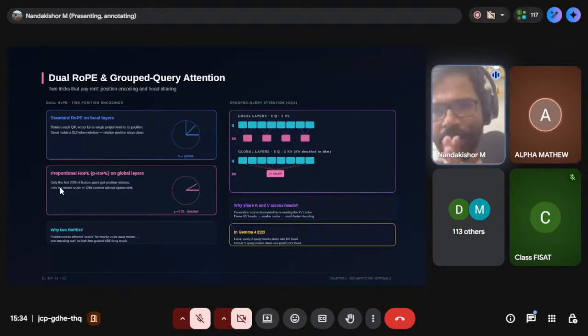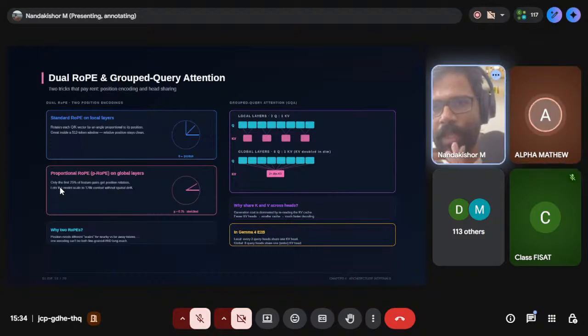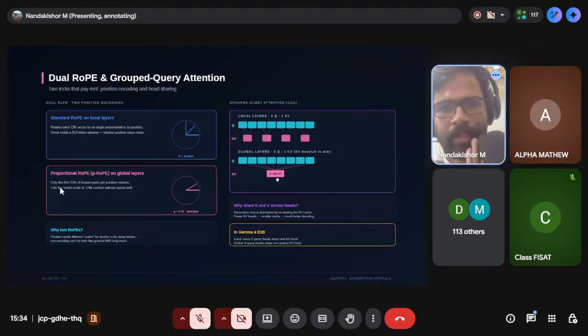So KV calculation is done using this logic: you take two queries, then you take one KV for each of them, and for global layers you take it this way. This is the grouped query attention, or GQA, mechanism that's used here. I think we covered standard RoPE on local layers only. It rotates each query key vector by an angle proportional to its position. Inside a 512 token window, relative position stays clean. That I have explained earlier.